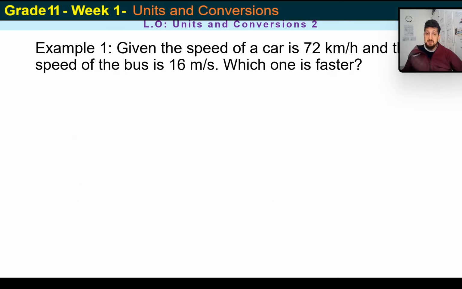Okay, let's do some examples. My face is in the way, but hopefully it doesn't change the answer. Given the speed of a car is 72 kilometers per hour and the speed of a bus is 16 meters per second, which one is faster? So once again, we have the same example as before. This time, I always like to draw a picture as well. And I always tell my students, if and when you can, draw a quick picture. So here's a bus, 16 meters per second.